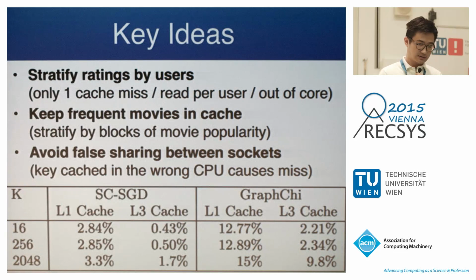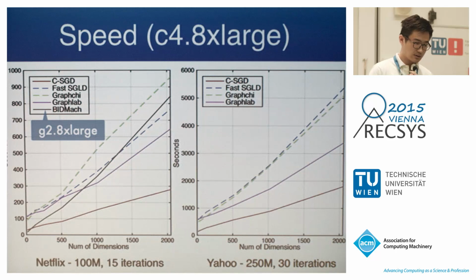This is across different dimensions, 16, 200, 2000, and it shows that our algorithm is very cache efficient compared with GraphChi, and this explains why our algorithm can have a big, around 3 times speedup over GraphChi. So the left figure is Netflix data, and the right figure is Yahoo Music, which has 250 million ratings.